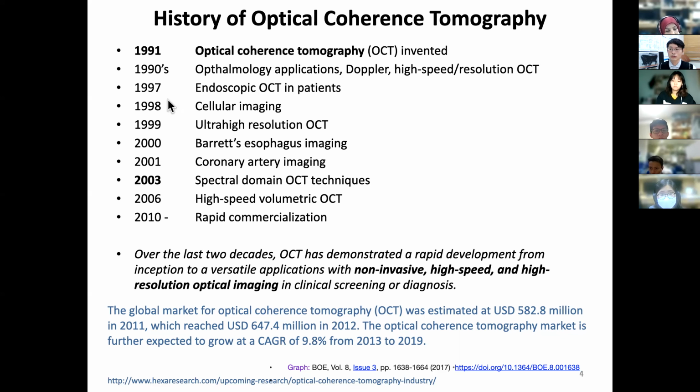For example, soon endoscopy became a perfect application for OCT because OCT uses fiber optics. And soon cellular imaging became possible by using high NA objectives. So not only poor resolution, if you want, you could make it like microscopy. So cellular imaging is possible.